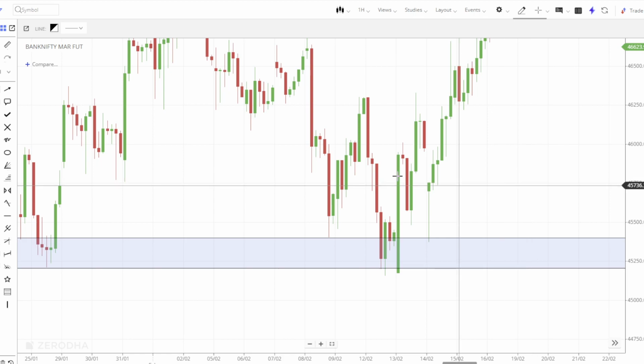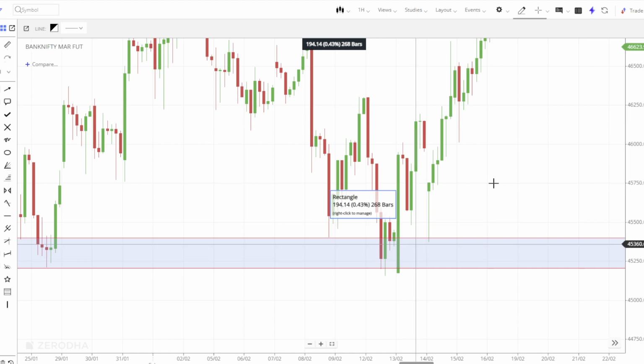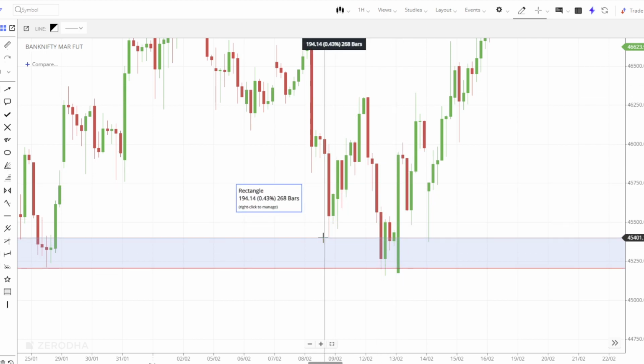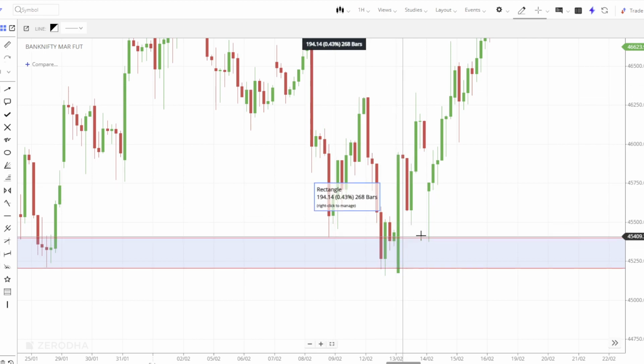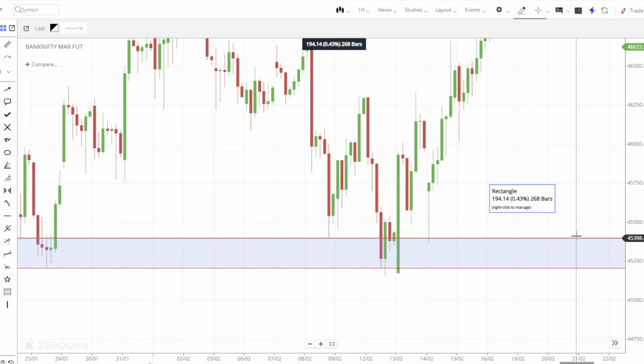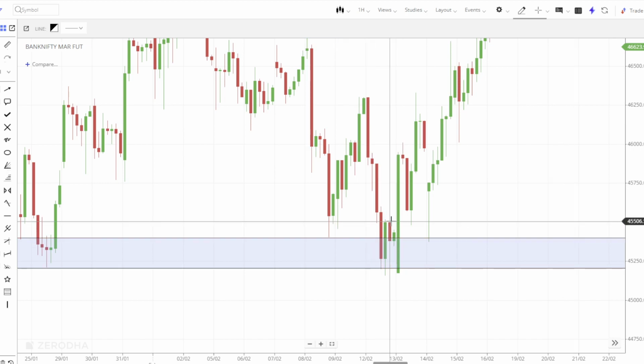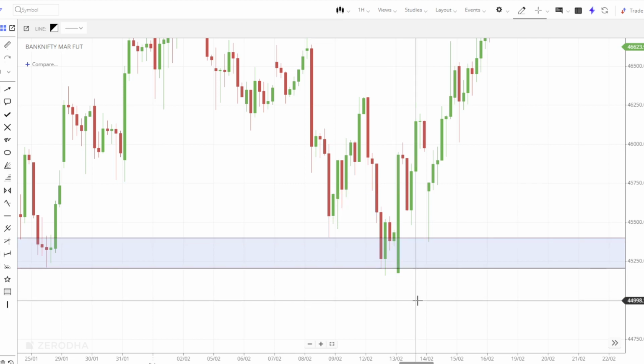And also you can use this in options. When price reaches this level, you know there is a trend line and price may get rejected from this level and reach the next support. So what you are going to do, when price reaches this level, you target this low. What is this low? 45,400. You make it 45,500, round numbers, or 45,000.